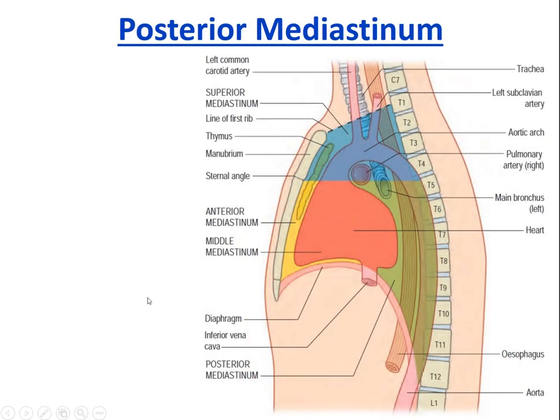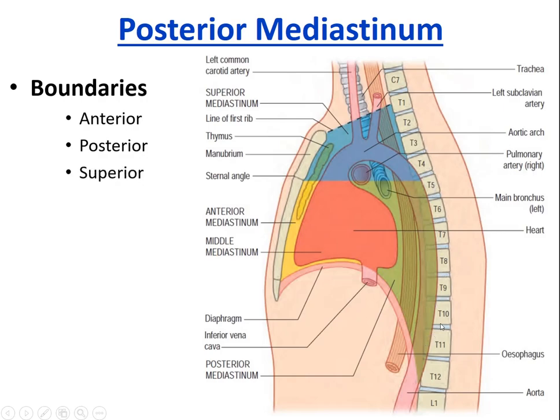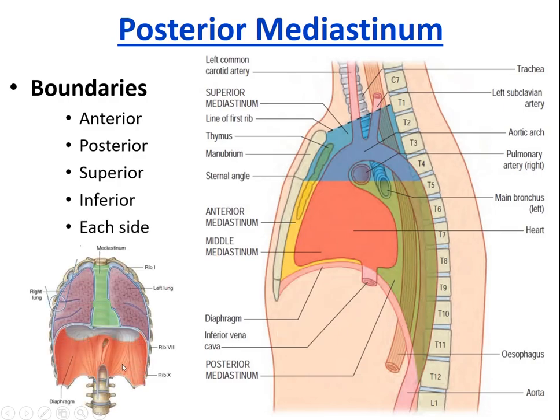Posterior mediastinum. What are the boundaries of posterior mediastinum? Anteriorly it is formed by posterior layer of fibrous pericardium. Some will include that the diaphragm is sloping, so that may form a lower part of anterior boundary. Posteriorly it is formed by 5th to 12th thoracic vertebra with their intervertebral disc. Superiorly there is an imaginary plane, and we can consider it inferiorly as the thoraco-abdominal diaphragm. And on each side there lies a mediastinal pleura.